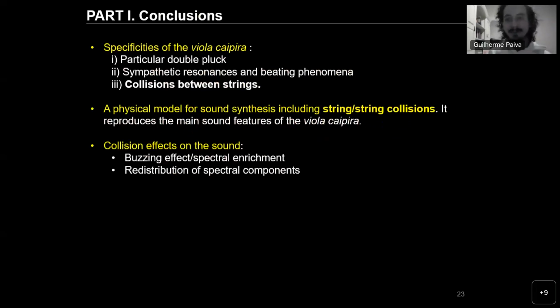So to conclude this first part, we could identify the specificities of the viola, okay? The specificities are a particular double pluck, sympathetic resonance and beating phenomena, and collisions between strings, okay? I showed you a physical model that we developed, including the string collisions, and this model was able to reproduce the main features of the viola caipira. And we also identified the collision effects, which are buzzing, spectral enrichment, and the redistribution of the spectral components, okay?